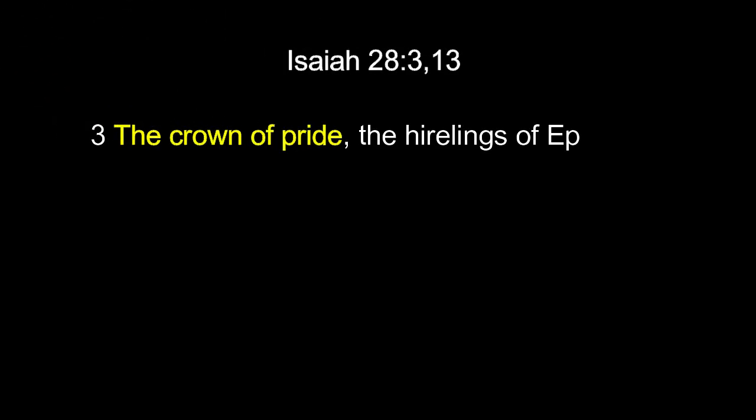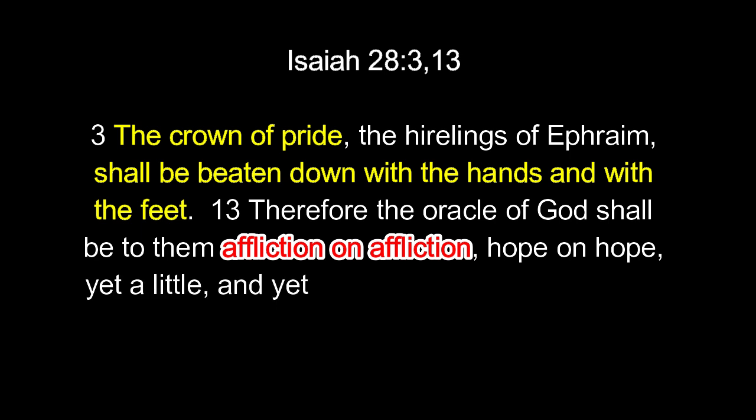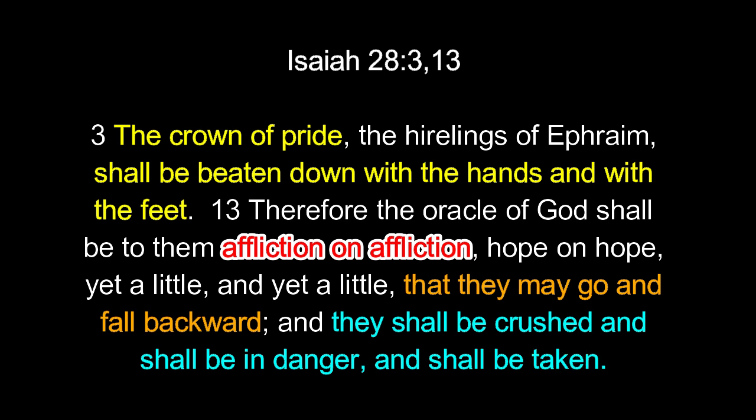Verse 3. The crown of pride, the hirelings of Ephraim, shall be beaten down. This is affliction with the hands and with the feet. Verse 13. Therefore, the oracle of God, which means the word of God to these people, shall be to them affliction on affliction. This is the same thing that we read in verse 10. Affliction is punishment. This is the anger of the Most High descending violently and beating them down, taking them away from the land, sending them into captivity.